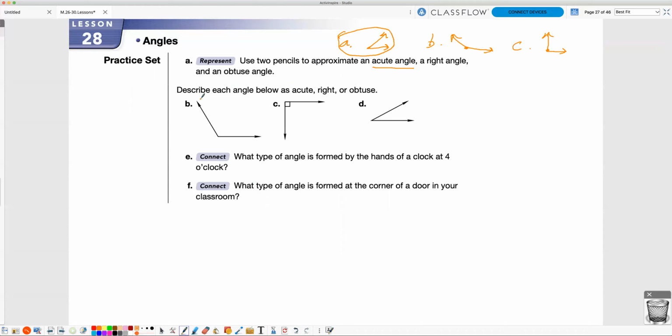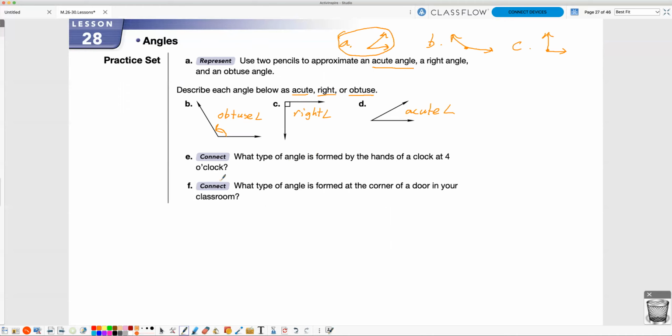Letter B, describe each angle below as acute, right, or obtuse. So which would you say this one would be? If you labeled it obtuse, you are correct. An obtuse angle. Letter C, if you named this one a right angle, you would have been correct. Letter D, acute angle, if you would have labeled that one.